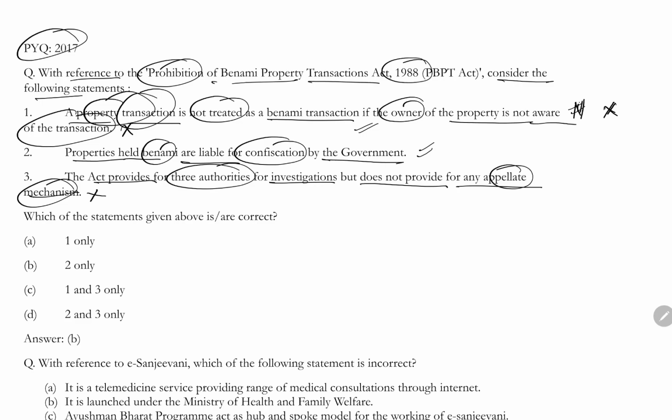So you can appeal against the case filed against you. You can appeal against it in the Benami Property Transactions Act of 1988. So the correct answer is B, because only the second statement is correct.